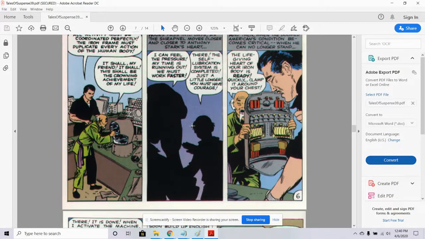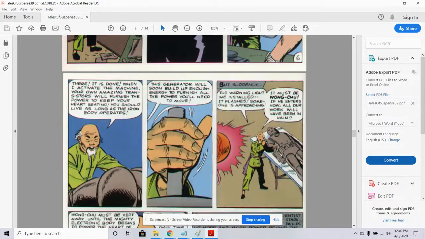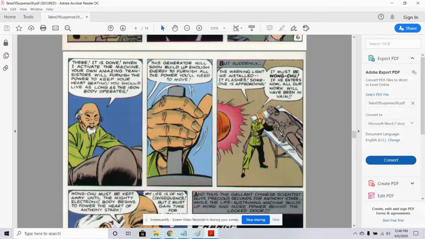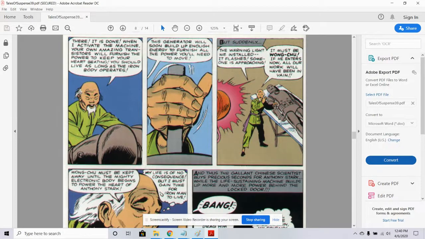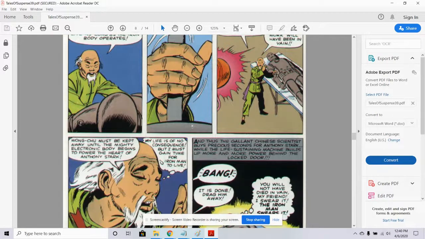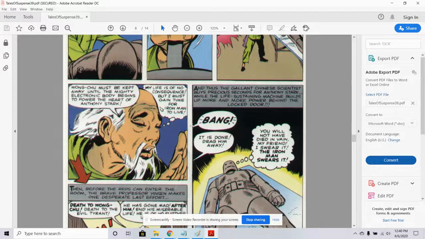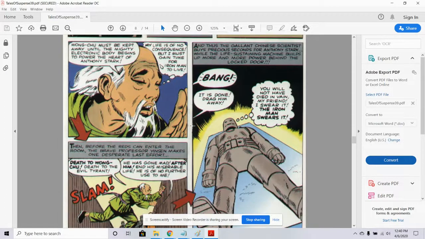So while the older gentleman is helping him with his suit, they know that they don't have enough time to get his suit going. And so what he ends up doing is sacrificing himself to give Tony Stark more time. And if you look over here on the right panel, it says, you will not have died in vain, my friend. I swear it. The Iron Man swears it.